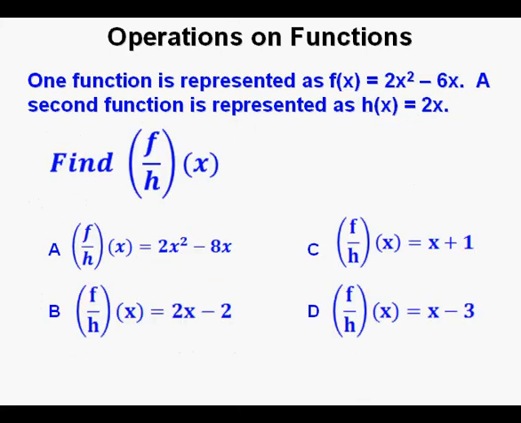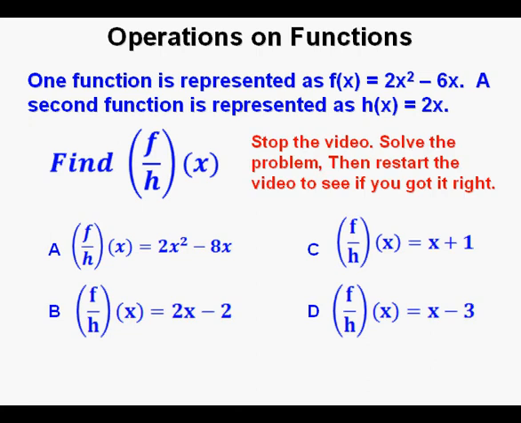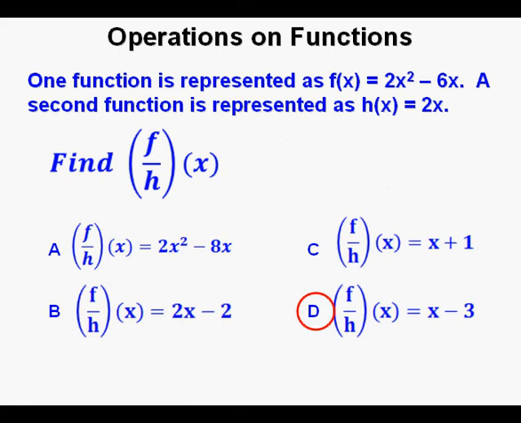Now for our last problem. One function is represented as f of x equals 2x squared minus 6x. A second function is represented as h of x equals 2x. Find f over h of x. Stop the video, solve the problem, then restart it to see if you got it right. The correct answer is D. F over h of x equals x minus 3.